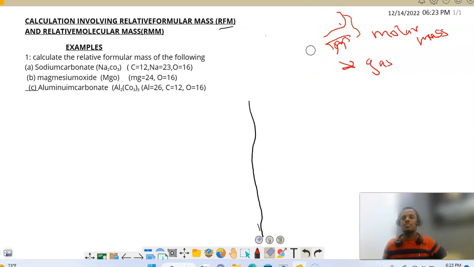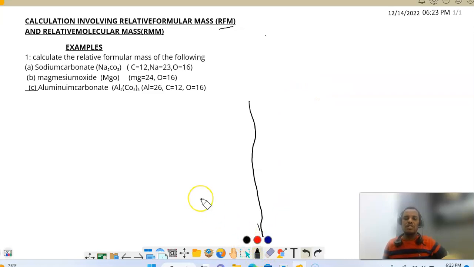I want each and every one of you, especially students from secondary, form 3 and form 4, to take a lot of notes about these lessons that I'm bringing onto YouTube. Okay, let us see the examples. Calculate the relative formula mass of sodium carbonate, written as Na2CO3. I'm not going to teach the formula now because you learned it in form 2. So how do you calculate the relative formula mass?